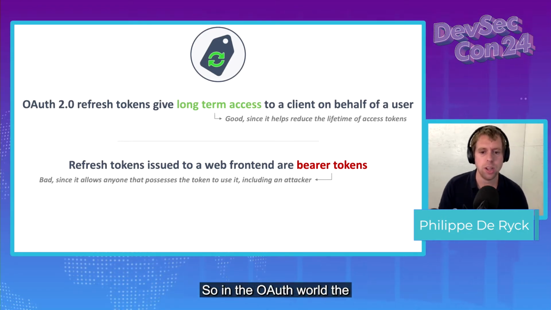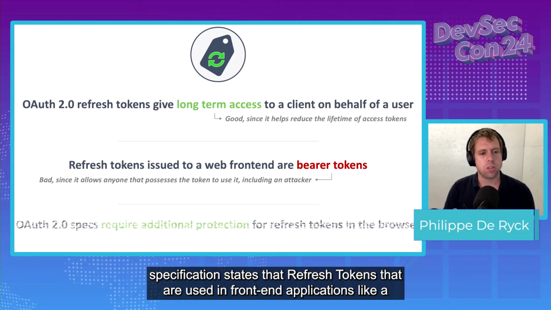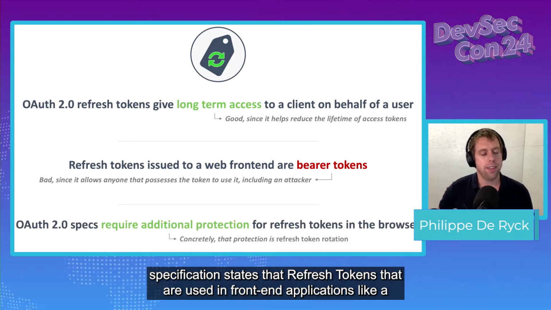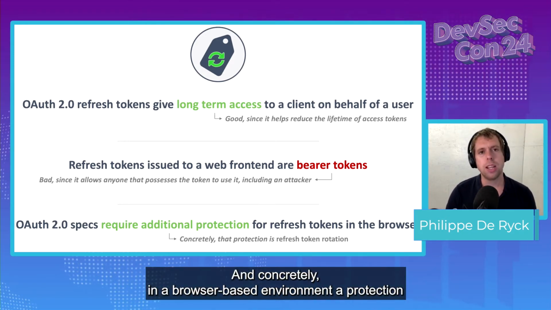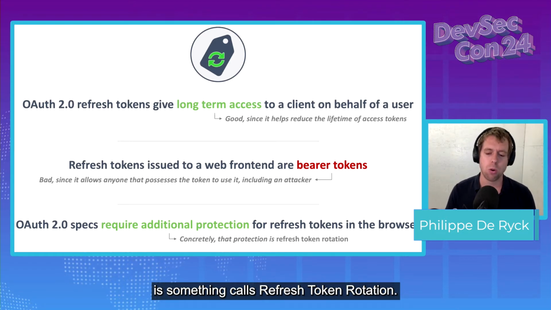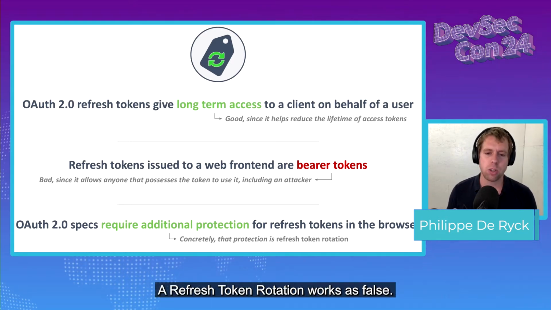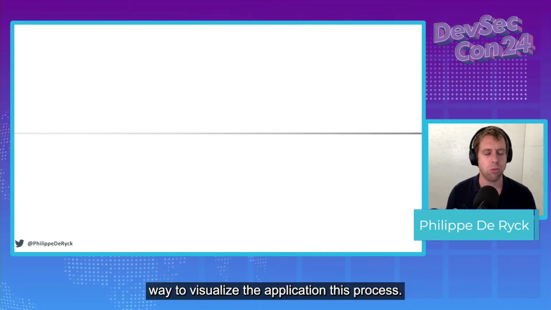So in the OAuth world, the specifications state that refresh tokens that are used in front-end applications like a web app should require additional protection. And concretely, in a browser-based environment, that protection is something called refresh token rotation. And refresh token rotation works as follows. I'm going to explain that with a timeline because that's the easiest way to visualize this process.